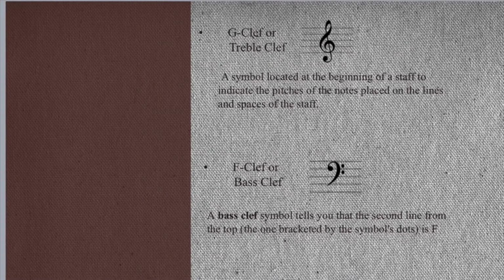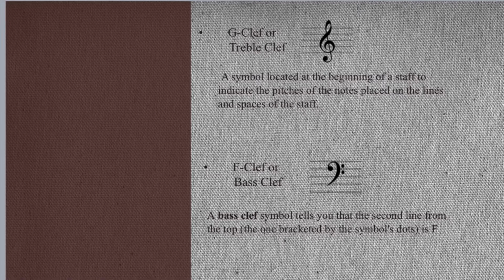So let's proceed to the clefs. First is the G clef or treble clef. It is a symbol located at the beginning of a staff to indicate the pitches of the notes placed on the lines and spaces of the staff. It is also named G clef because the symbol is a stylized letter G that encircles the line of the staff, indicating where the G above middle C is located.